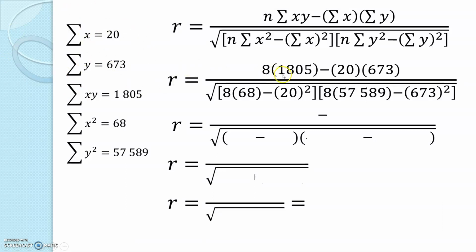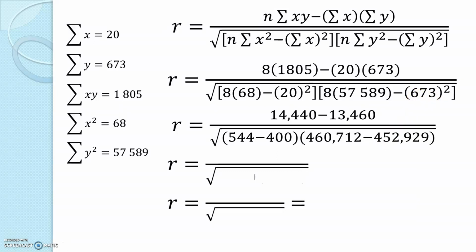First, multiply 8 and 1,805, and you will have 14,440. Also, multiply 20 and 673, and you will have 13,460. Also, we have 8 and 68. Multiply them. We have 544. And square 20. 20 times 20, or 20 squared, is equal to 400. Also, multiply 8 and 57,589. You will have 460,712. And then square 673, and we will have 452,929. So let's now proceed.